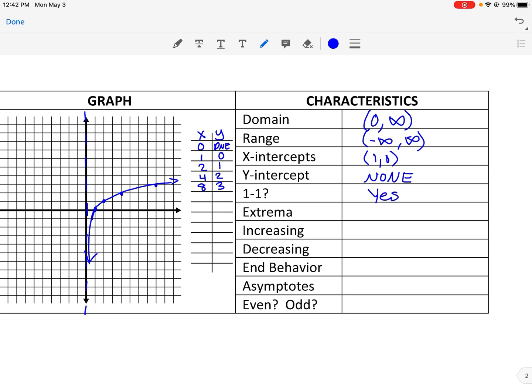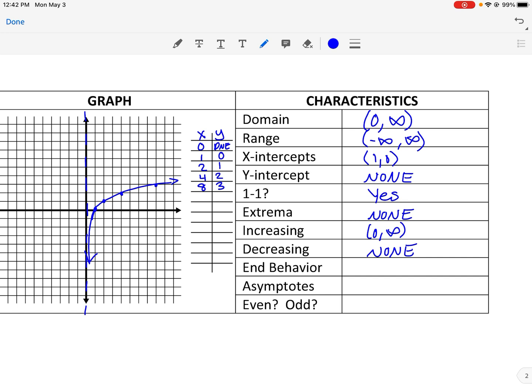One to one, this is a yes. It passes the vertical and horizontal line test. Extrema, we don't have any. It doesn't have a low or a high point, a lowest or highest point. This, as I follow it left to right, is increasing the whole time. So it's increasing from 0 to infinity. We don't have any intervals where it's decreasing.